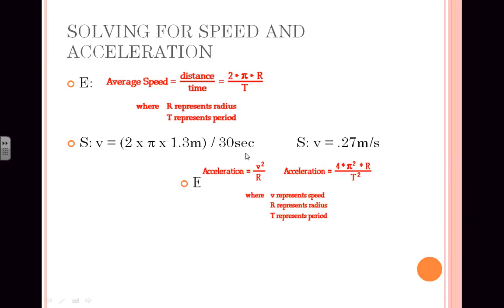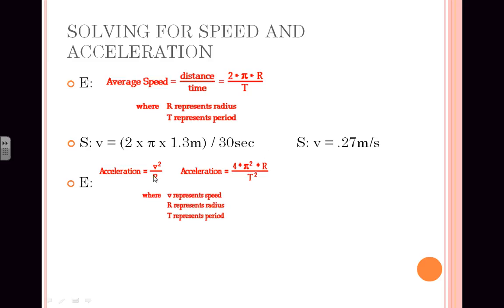Now, if we had to calculate the acceleration, we would use the acceleration equation, v squared over r, or it can be written as 4 pi squared times r over t squared. And we'll be using this first one since we already know the velocity is 0.27. So it'll be 0.27 meters per second squared divided by the 1.3 meters of the radius. And when you put that into your calculator, again, remember that you need to make sure you square this first. You would end up with 0.06 meters per second squared, so that's the centripetal acceleration for the object.